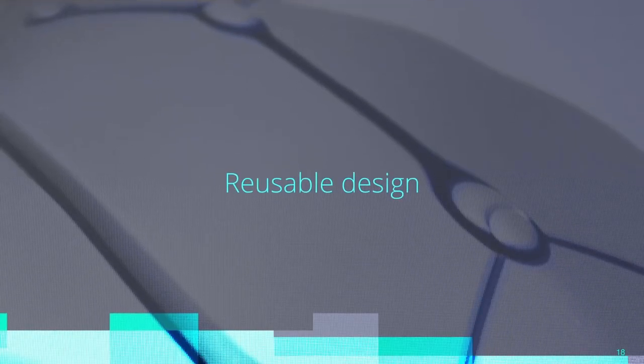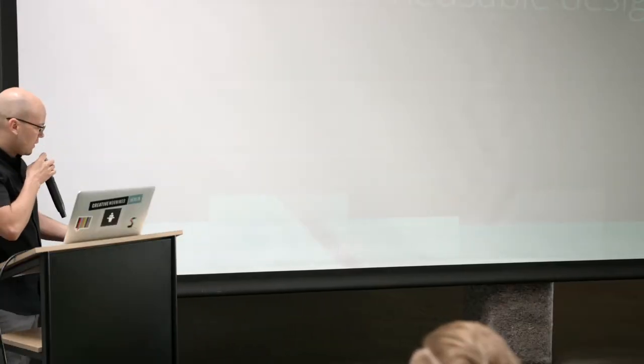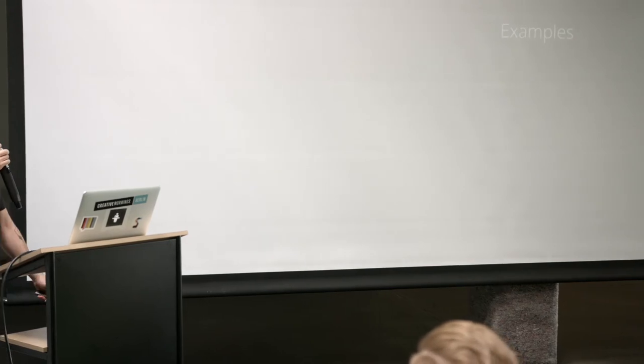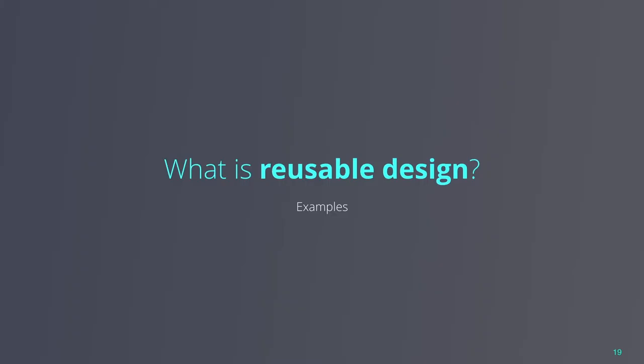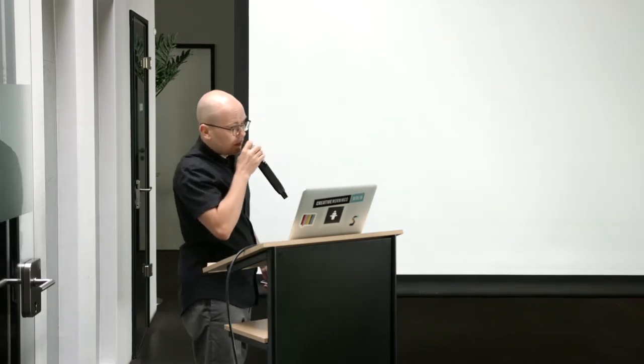Today, I want to talk about reusable design, and for that I prepared a couple of examples to explain what reusable design actually is. Let's start from Lego. It's a very common, very well-known thing. It's a toy. It's a block which can be reutilized to build different shapes, and in this case it's a dinosaur.